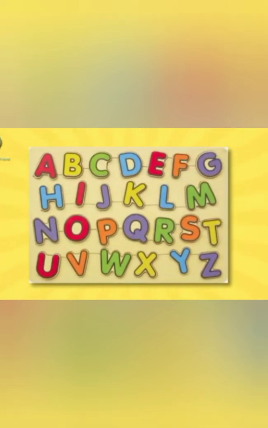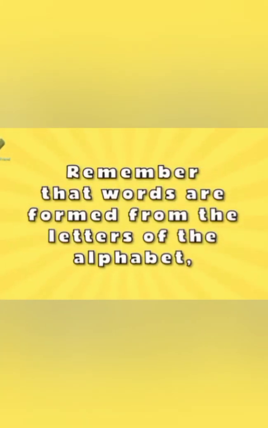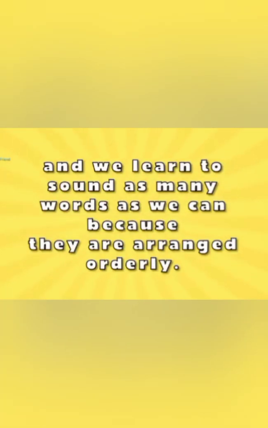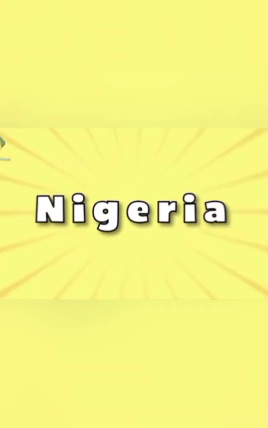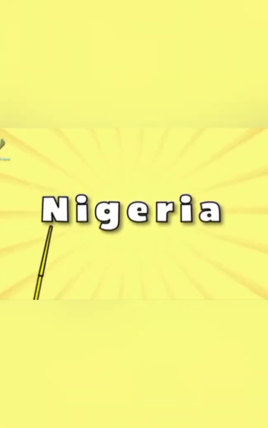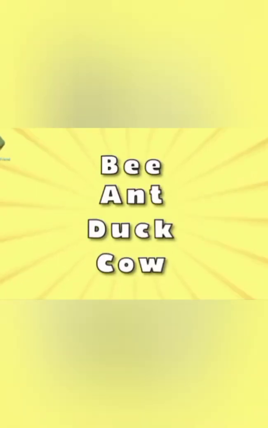If we have to list names, titles of books or words, we follow one standard order. It becomes easy for anyone to locate them. This order we follow is known as the alphabetical order or ABC order. So remember that words are formed from the letters of the alphabet. And we learn to sound as many words as we can because they are arranged orderly. For example, Nigeria. So these are arranged in order. If it was jumbled, we couldn't pronounce it well.